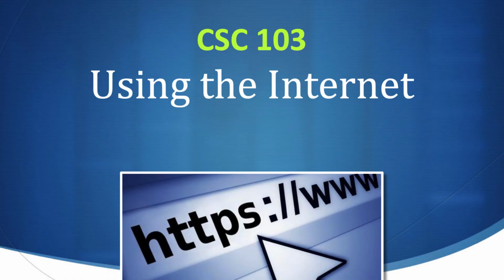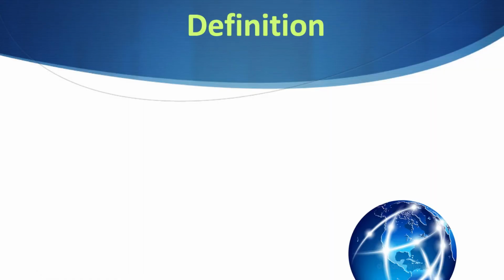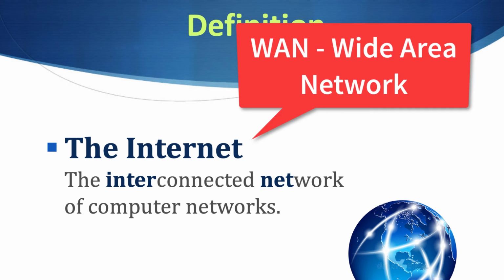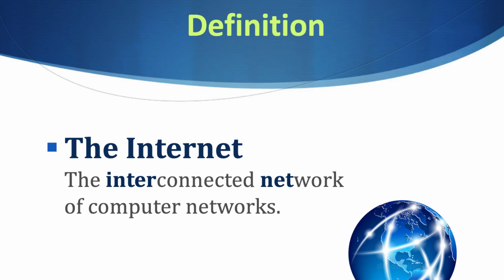This will be our unit 7 for csc103, and we're going to talk about the internet, which really comes from the word interconnected network. And if you remember from our earlier PowerPoints, the internet is really a WAN, a wide area network. So it's a giant network, a lot of smaller networks connected together to make the internet, but that's really what the internet is.